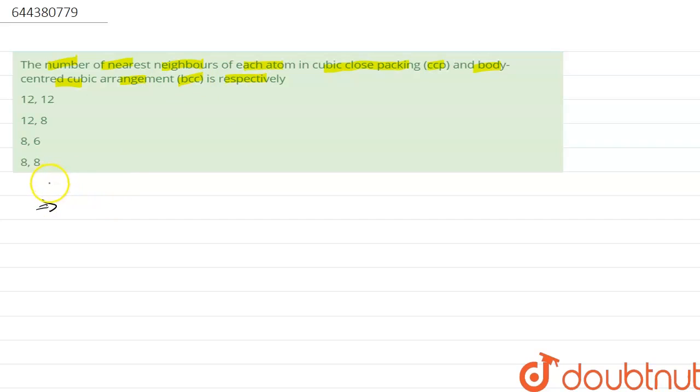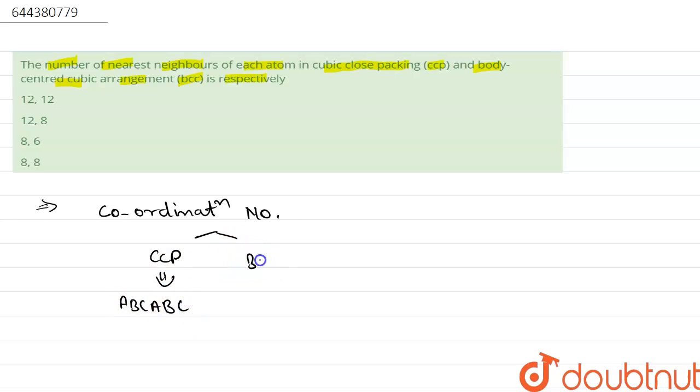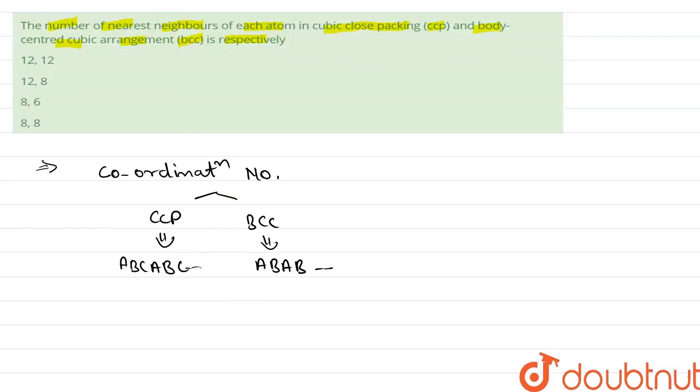We know that the number of nearest neighbors of an atom is known as the coordination number. So here we have to find out the coordination number of CCP and BCC. We know that the CCP has an ABC type arrangement, whereas the BCC has an AB type arrangement. Here in CCP the coordination number is 12, while in BCC the coordination number is 8.